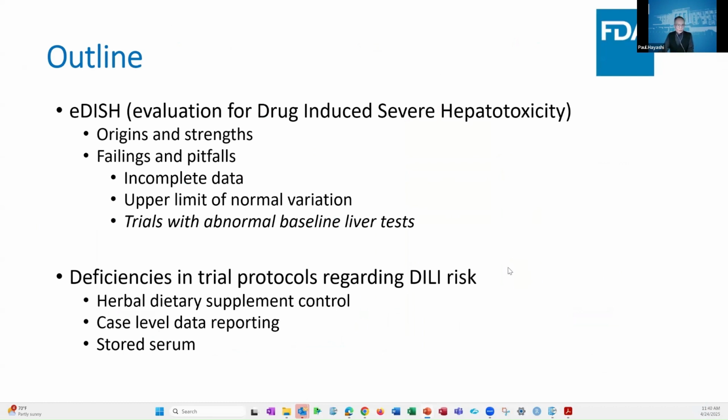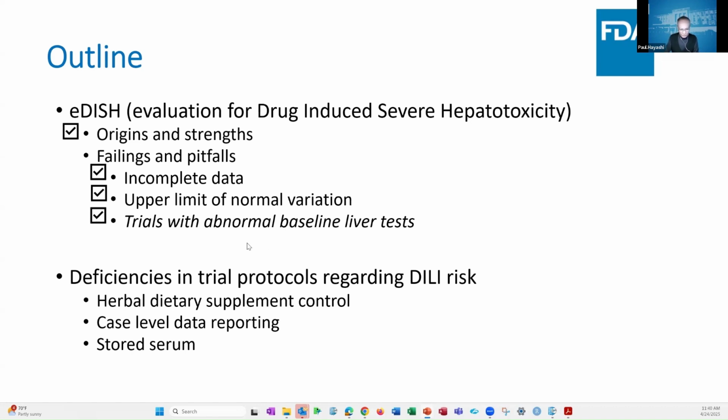So what I did is I walked you through the eDish, its origin, strengths. I highlighted some of its failings and pitfalls, like incomplete data. Remember, that's the one where I showed you 2 eDishes. Hardly anybody in Iceland, there was a lot after they put the outside labs in. Upper limit of normal variation, I would just ask you to ask that question. Make sure you're not treating your target population that has significantly lower upper limits of normal, that's normal for them.